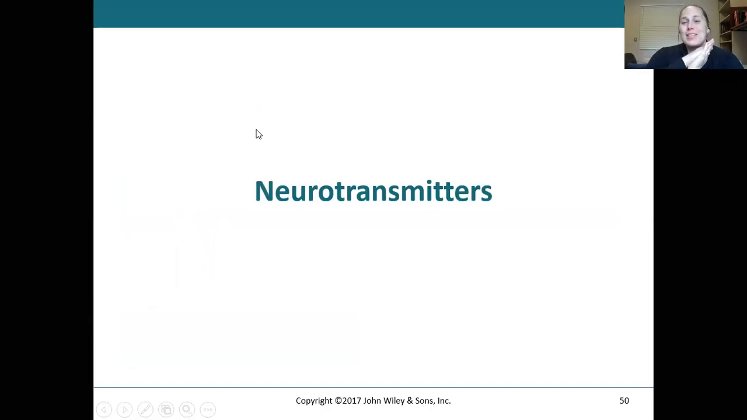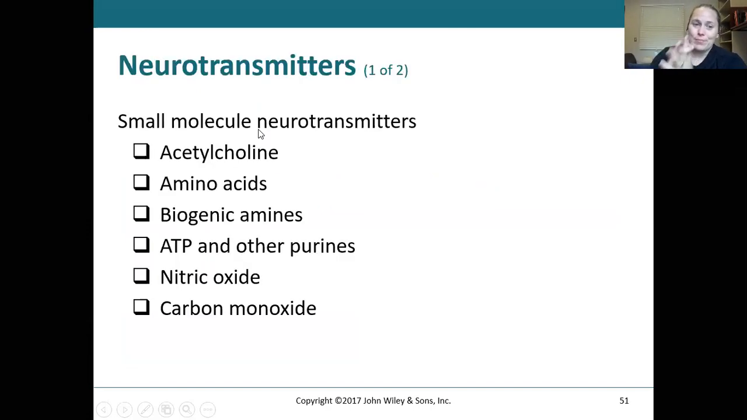Okay, neurotransmitters. So we keep talking about these neurotransmitters that diffuse across the synapse. How do we characterize those? Okay, so small molecule neurotransmitters. We have acetylcholine, which essentially is in both your central and peripheral nervous system. It can have both metabotropic and ionotropic receptors.